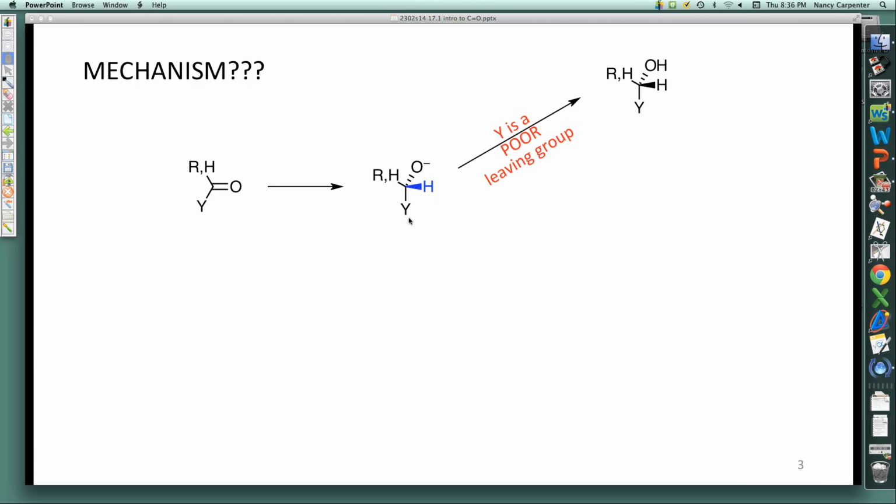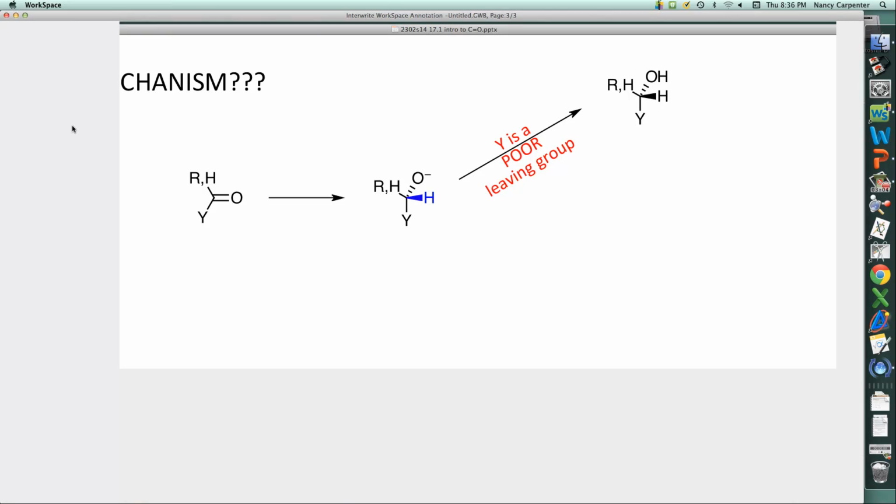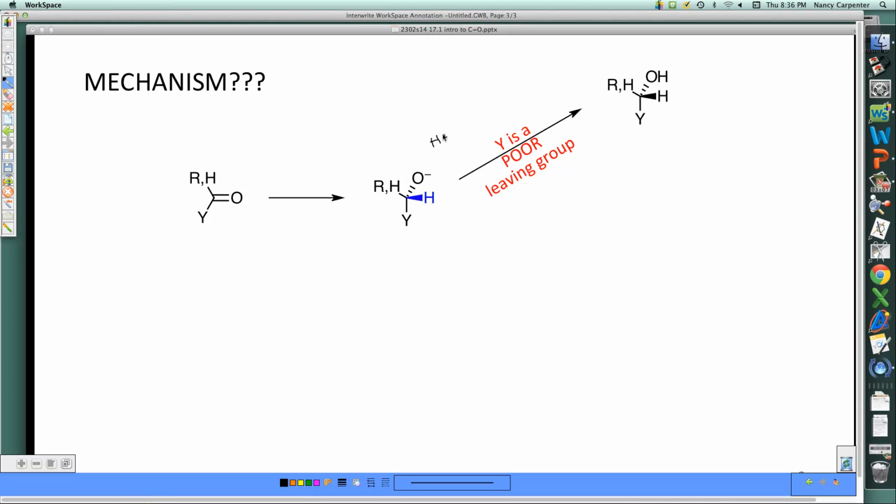So if Y is a lousy leaving group, for example, a hydrogen or an alkyl group or just any carbon, then it's going to stick to that carbon. It's not going to come off. Everything's going to stay intact, and the only thing that can happen next is that O- gets protonated, typically in a workup. And so you've made this new carbon-hydrogen bond, and you just protonate to give an alcohol from your CO double bond.